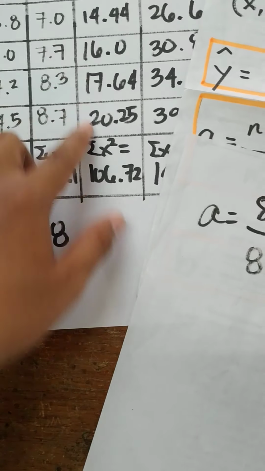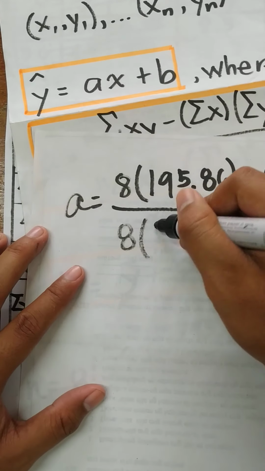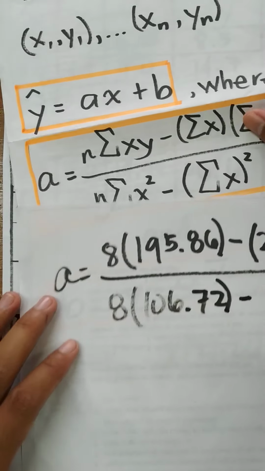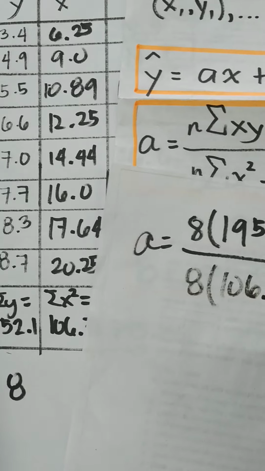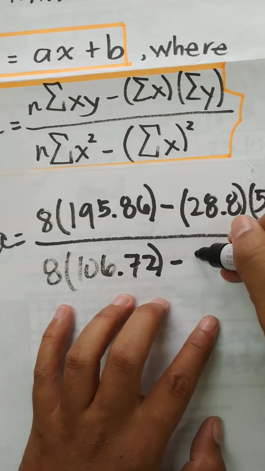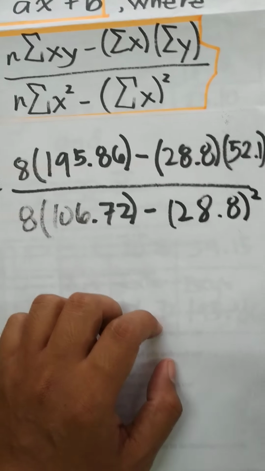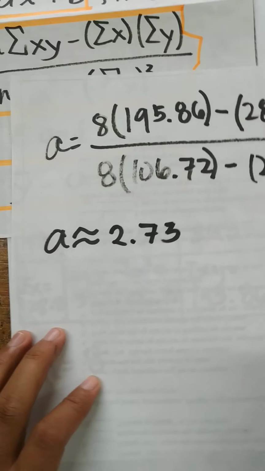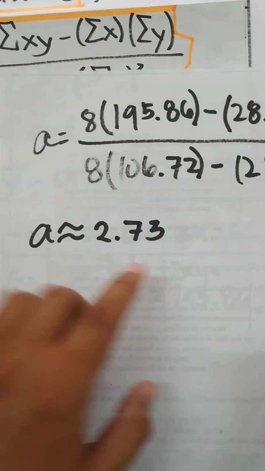So what is the summation of x squared? Oh, it's 106.72. 106.72 minus the square of the summation of x. The summation of x is 28.8, right? So we'll write it here, 28.8 squared. So we need to compute this one. We have already computed our slope, which is approximately 2.73.